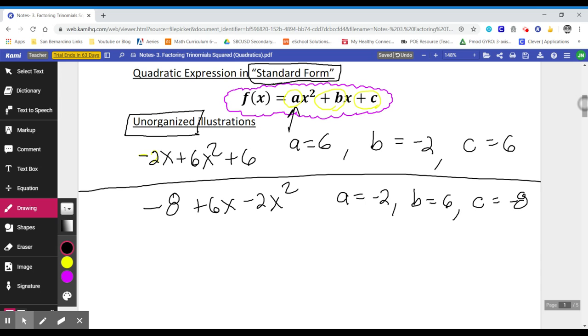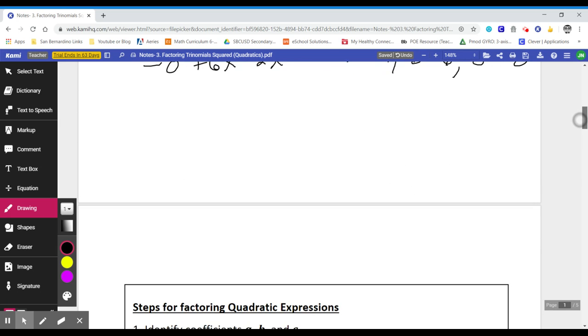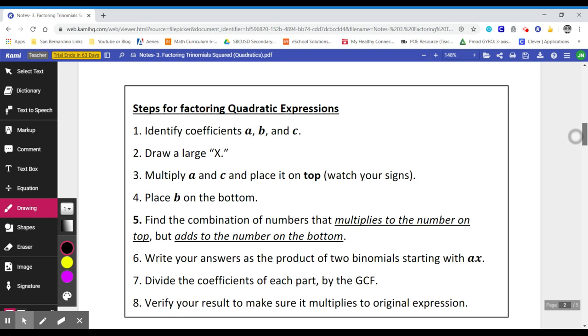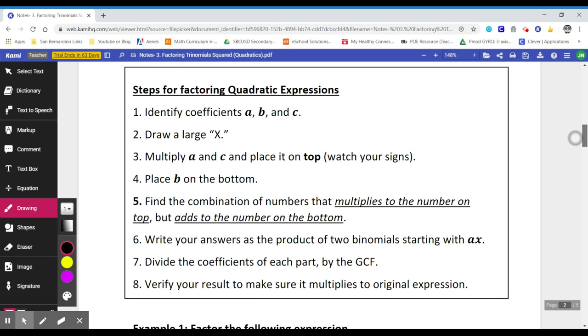Okay? So what do you need to know to be able to factor quadratic expressions? These are the following steps. I'm going to talk about them. If you want to go ahead and pause the video and write these down, you should. I recommend you doing that while you're taking your notes. So the first thing you need to do, step 1, identify the coefficients a, b, and c, which we just talked about. So figure out what's a, what's b, what is c.